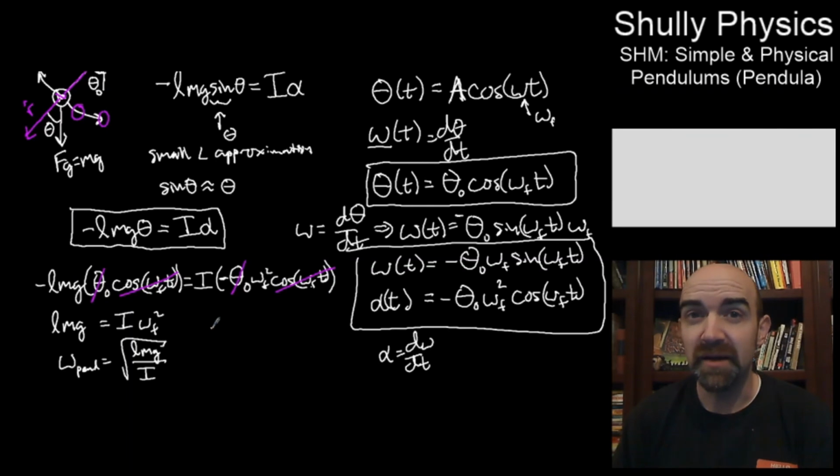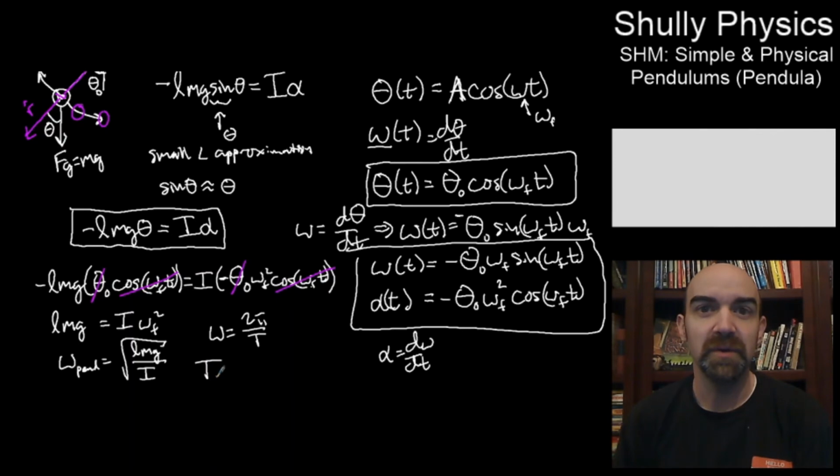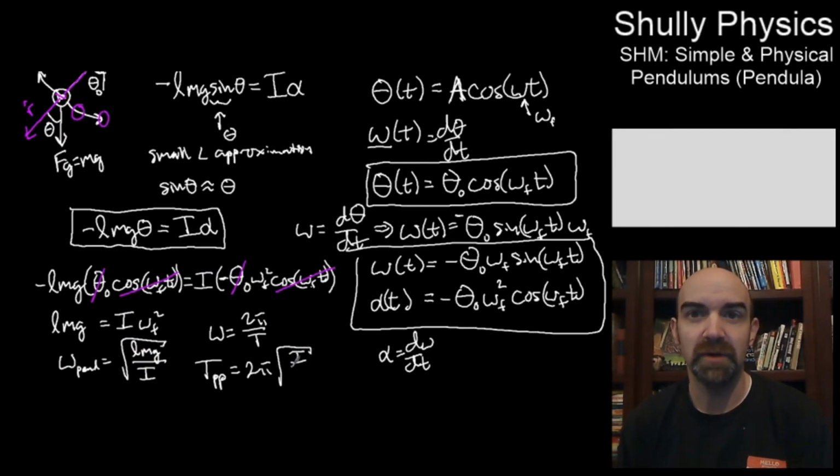Since we've got omega being equal to 2 pi over the period, then period equals 2 pi over omega. So we can find the period for a physical pendulum. I'll call this PP for physical pendulum. It includes the I value. It'll be 2 pi times the inverse of this omega, and that'll be the square root of I over LMG.